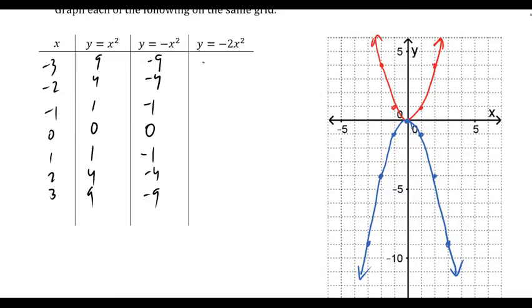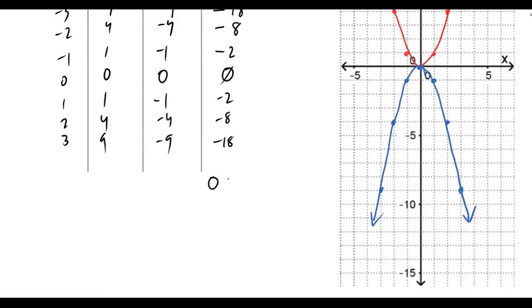So what if I made it -2? Well, it's going to be negative. And instead of 9, it'll be 9 times 2, which is 18. Instead of 4, 4 times 2, which is 8. Instead of 1, 1 times 2, which is 2. 0 doesn't move. And then -2, -8, -18. So for this one, I went over 1, down 2. Over 2, down 8. Over 3, down 18. It was negative, so instead of going up, we're going down.